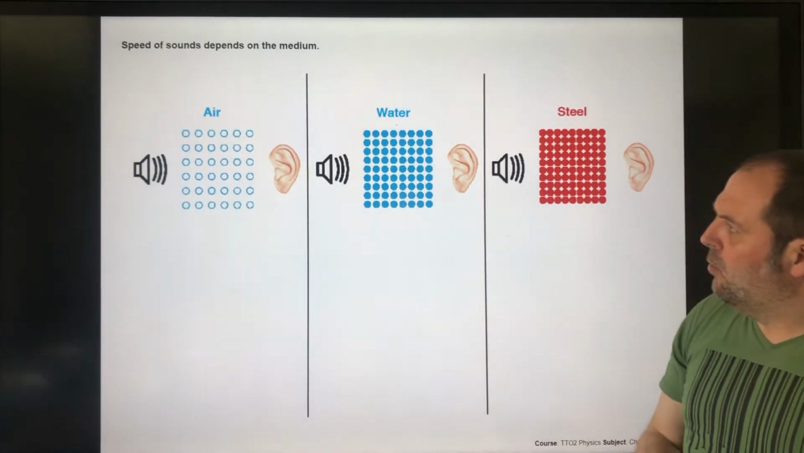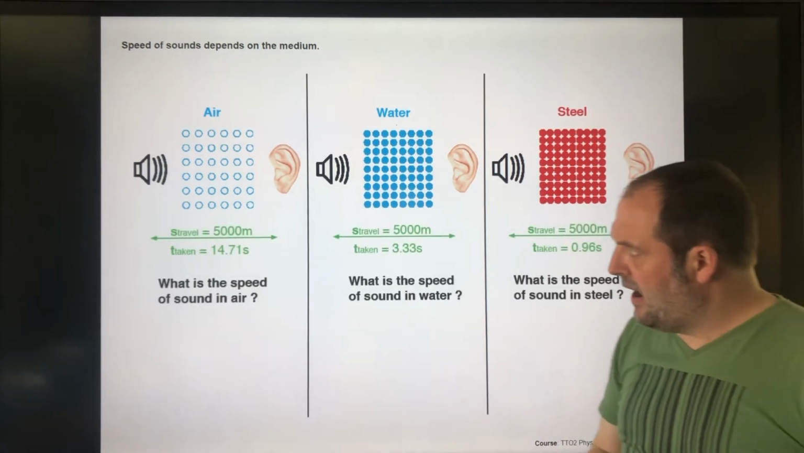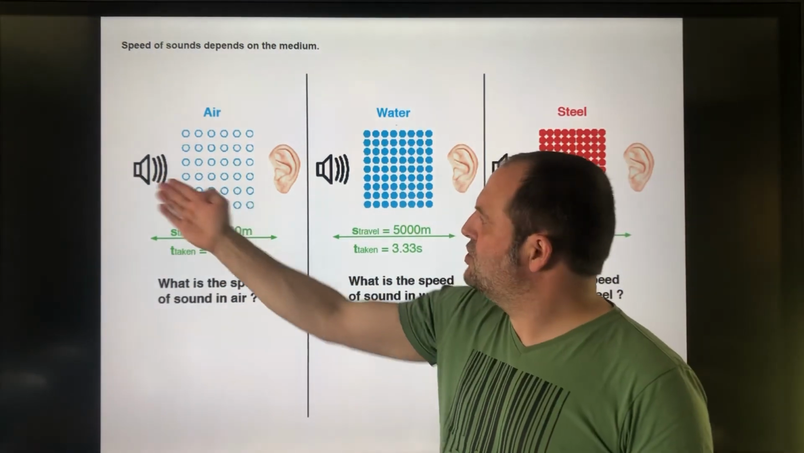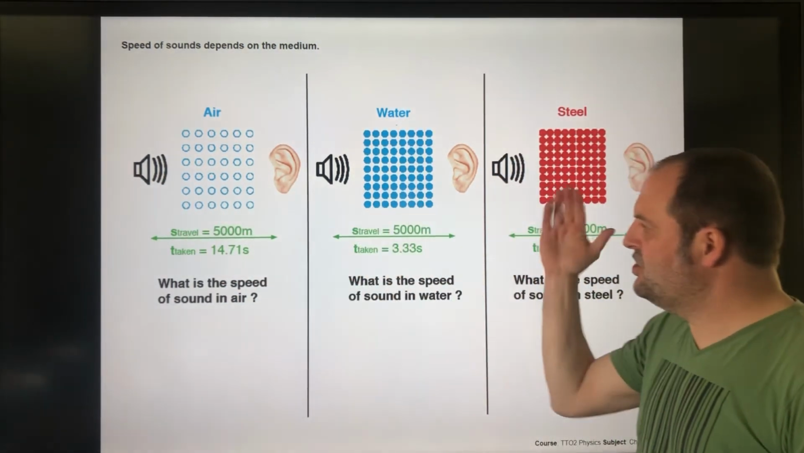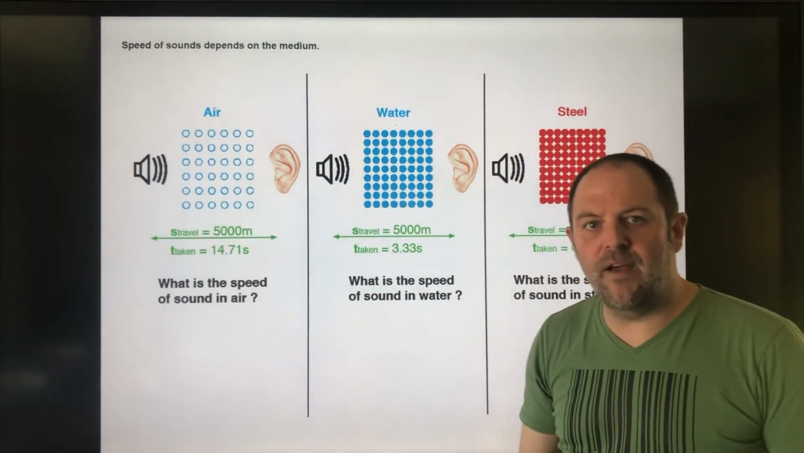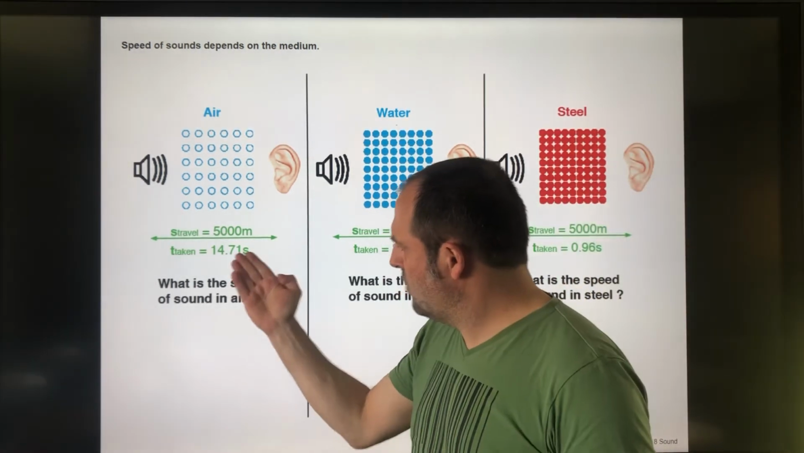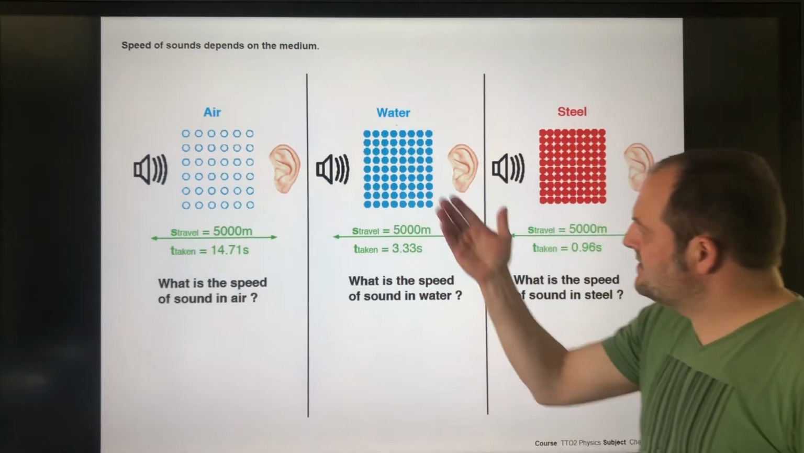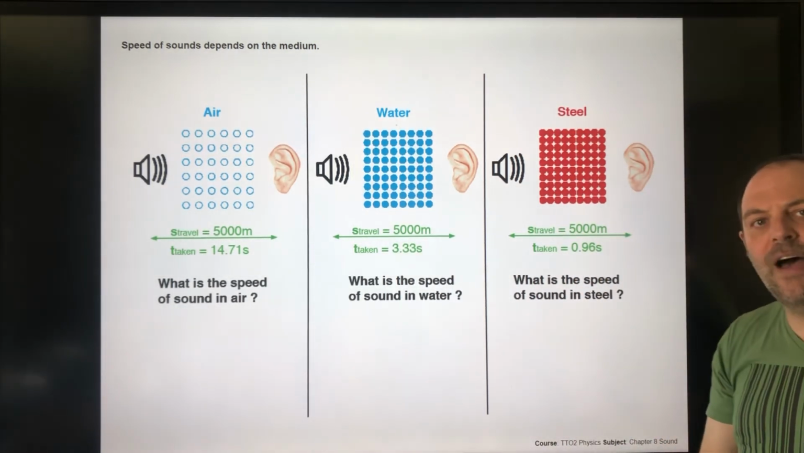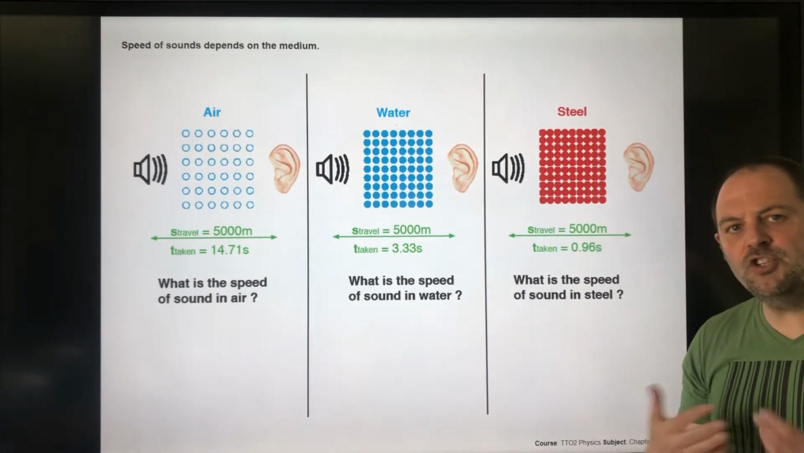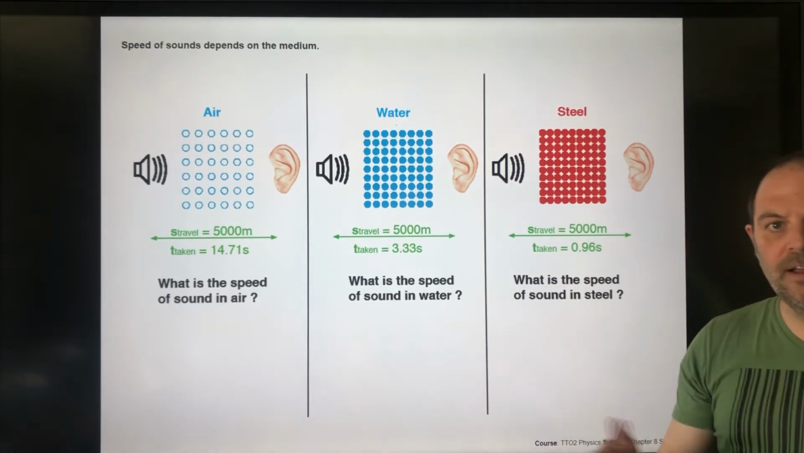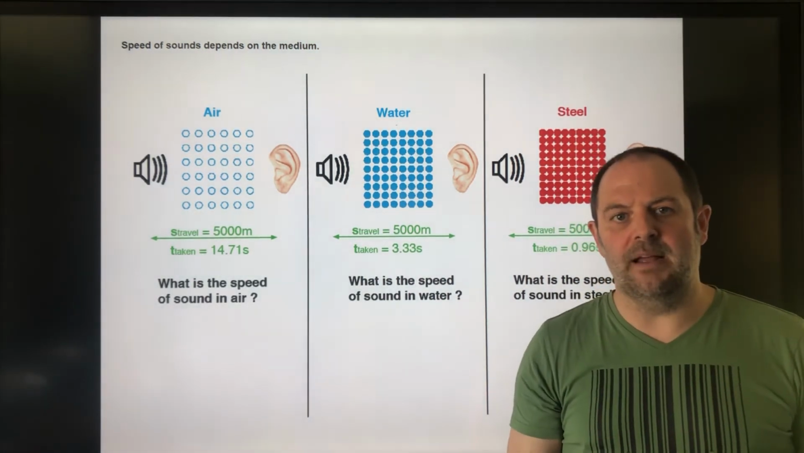We're going to use the same distance, so every time the sound needs to travel 5,000 meters from the source up to the receiver. I also gave you the time that it took for the sound wave to travel that distance. In the first situation it was 14.71 seconds, in the second situation it was 3.33 seconds, and over here it was 0.96 seconds. I want you to calculate the speed of sound through those mediums. So please put the movie on pause for a minute and then I'll come back.